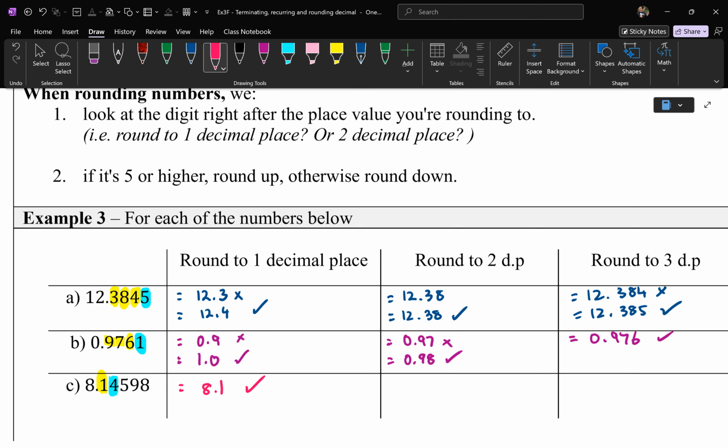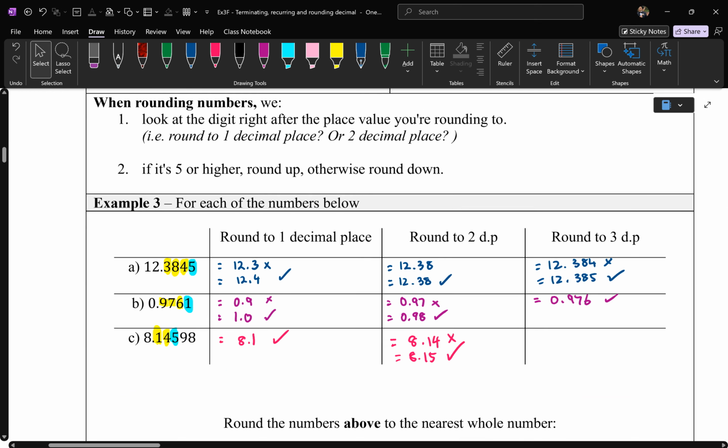Next person, someone on this side. Let's go with Charlotte. 2 decimal places. 8.15. Let's see. So normally it's 1.4 because we take 2 decimal places, but we check the next digit. It's 5 or more, so that's why we have to round that 4 up to 1.5. That is correct. Well done.